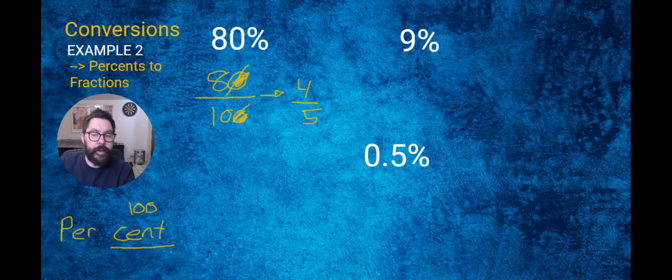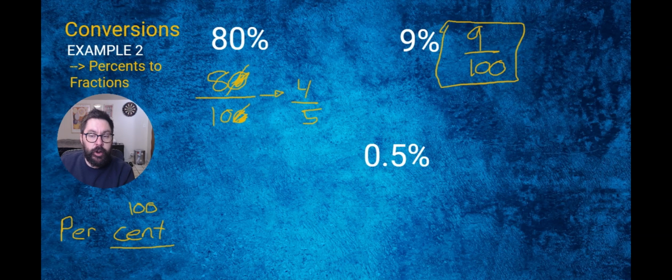So again, let's look at this. We have 9%. Let's use our wording here. We have 9 per 100. So we have 9 over 100. Not perfect, but better. So 9%, we have 9 over 100, and nothing divides into both of those evenly, so we'll leave it as 9 over 100.